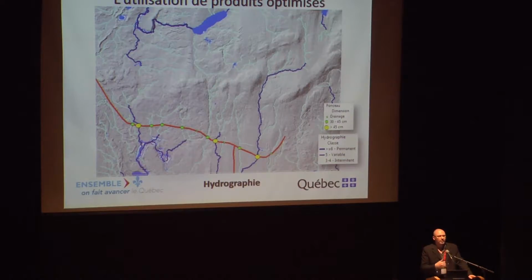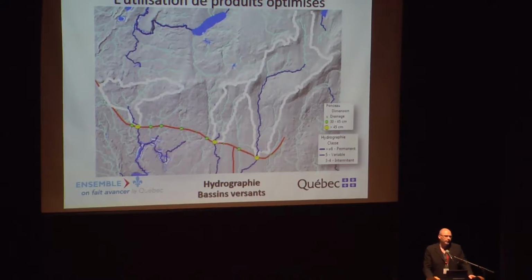So we can plan roads or analyze roads. We can determine draining, dams, and often in several clicks of a mouse, we can generate what the watersheds are.